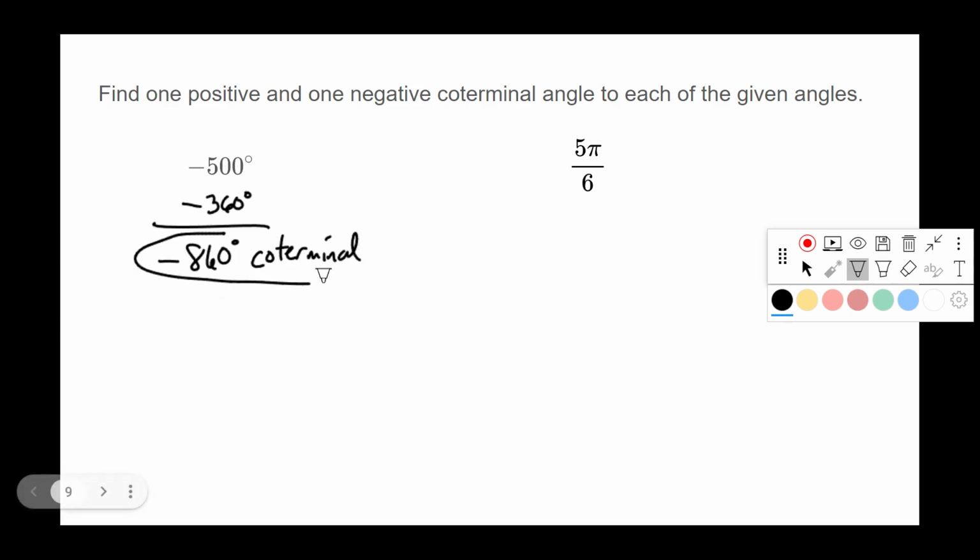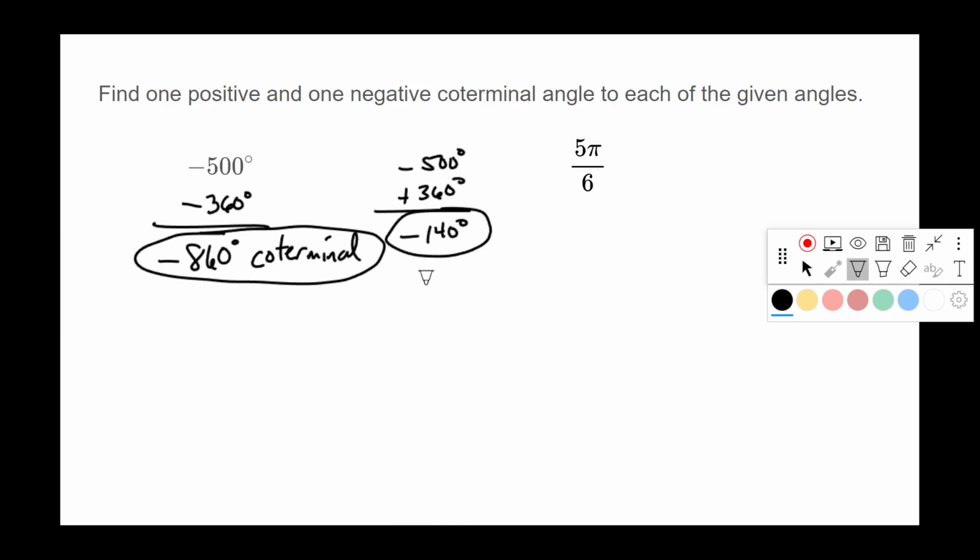Negative 860. That's a negative coterminal angle. But I also could have done this. Negative 500. If I need a positive coterminal angle, I'm going to have to add 360. That's going to give me negative 140. That's coterminal also. That's a good answer. It's another negative answer, but it's still negative.